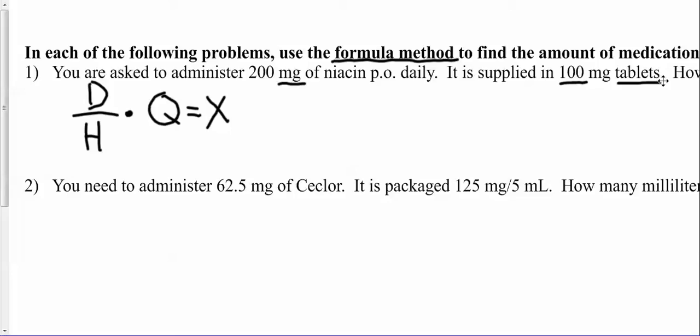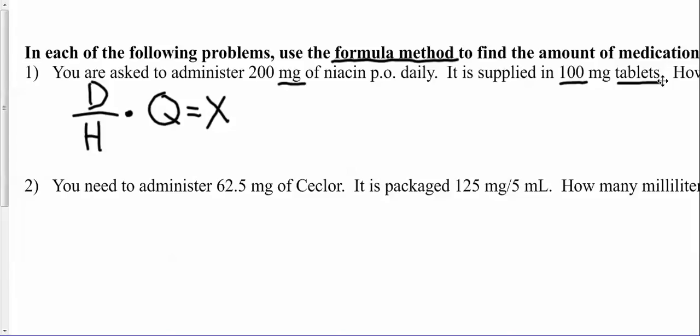Now, before we plug and chug into the formula, if we're asked to administer 200 milligrams of the medication, and we know each tablet has 100 milligrams of that drug, then I would estimate that we would need to administer 2 tablets, because 2 times 100 is 200 milligrams. So my estimate in step 2 would be 2 tablets. Step 3 is to calculate using the formula.